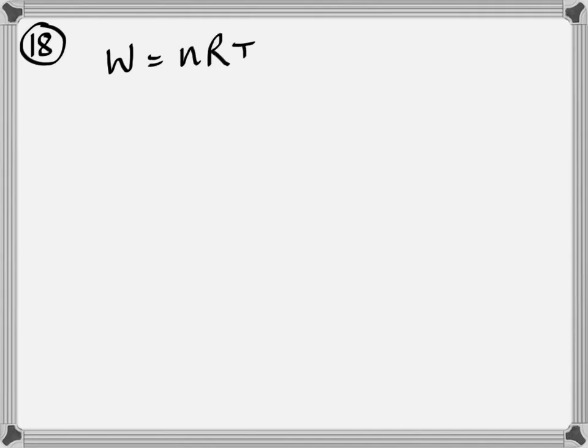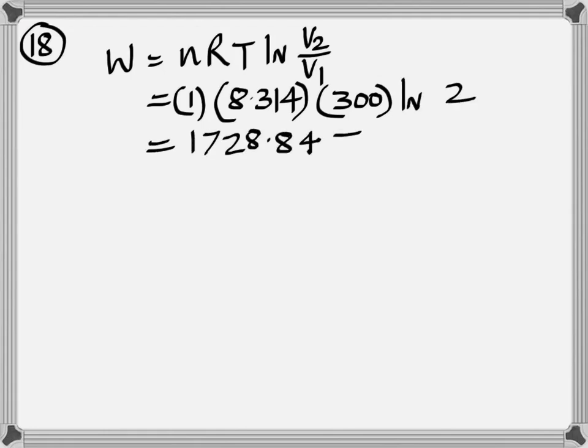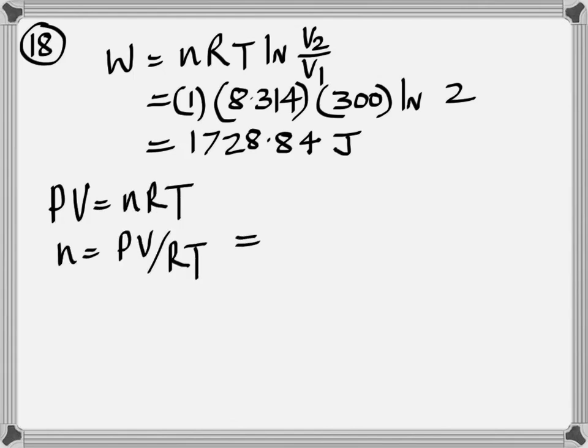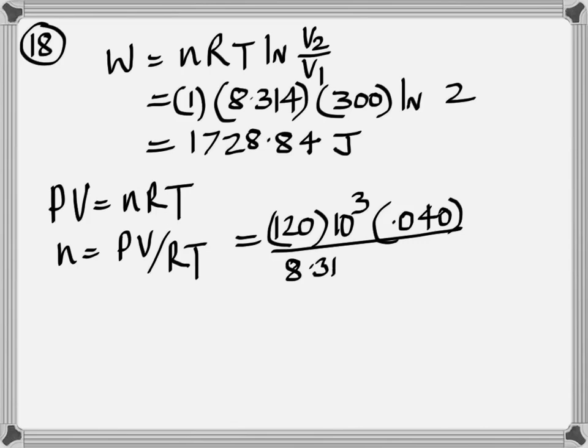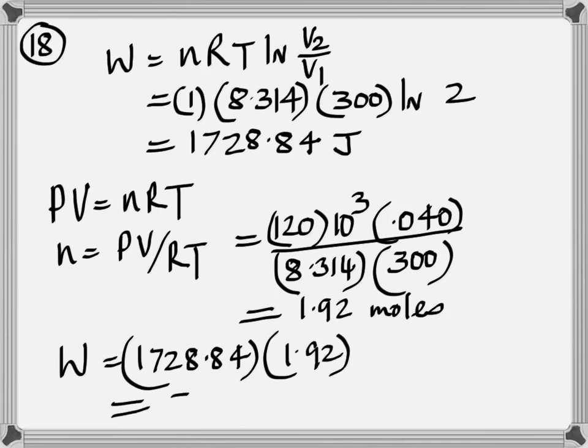18. The work done during an isothermal process. Assuming that it's only 1 mole, that would be the work. Now we got to find out the number of moles from the given information. It is 1.92 moles, and therefore the work done is 3327 joules.